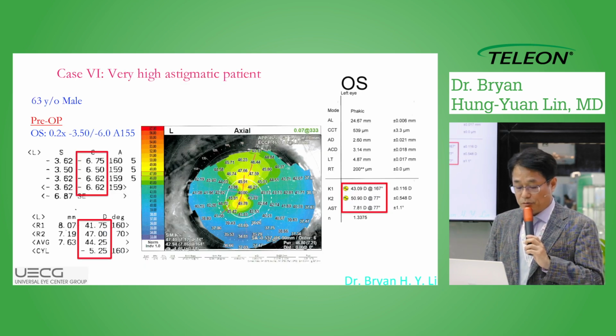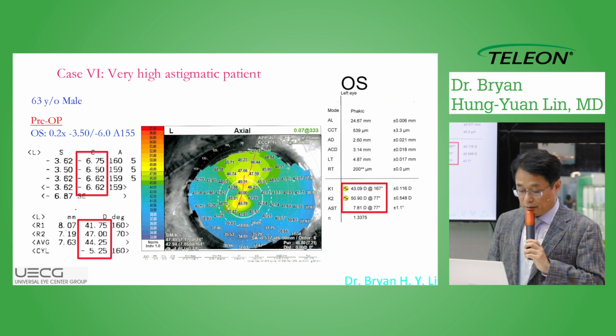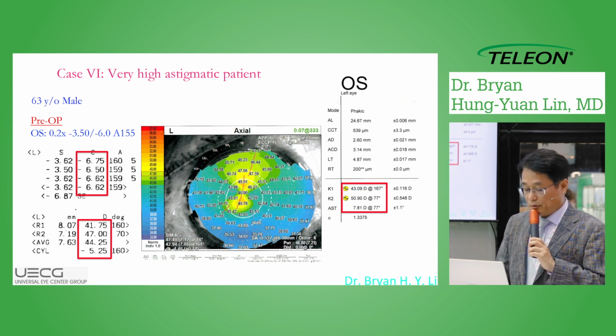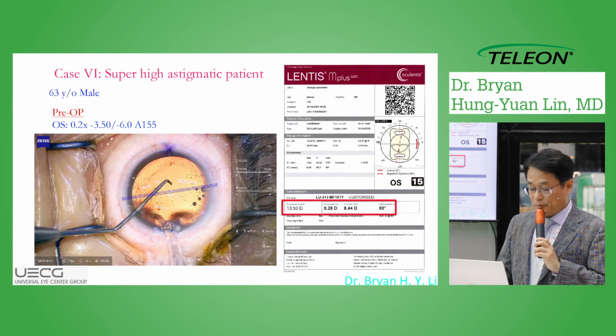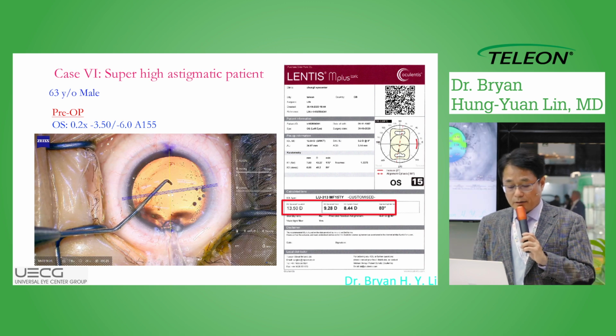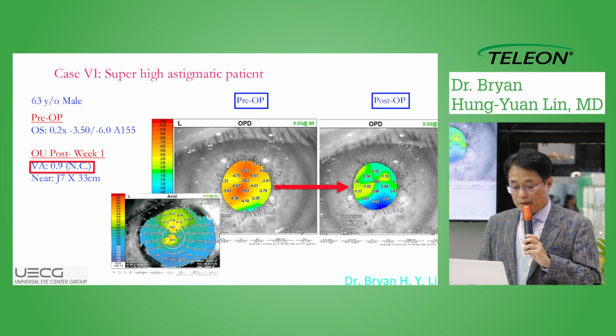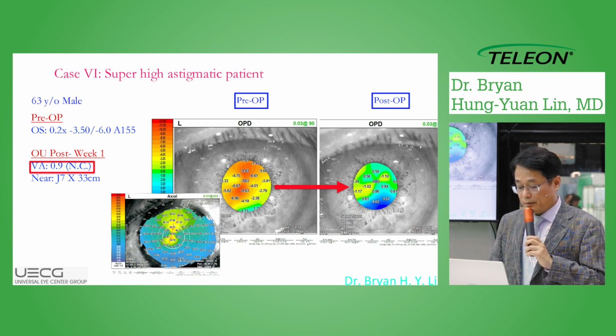The last case involves a patient with very high astigmatism. From the optical refractor and topographer, we can see the corneal astigmatism approaching 8 diopters. After a careful and thorough pre-op examination, I scheduled a toric LENTIS with an 8.44 diopter cylinder power for this case. After surgery, the UDVA and UMVA were very good, and almost no astigmatism was observed.